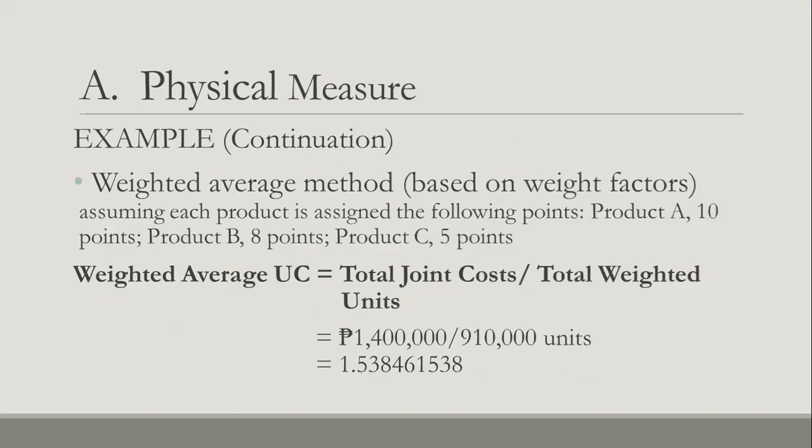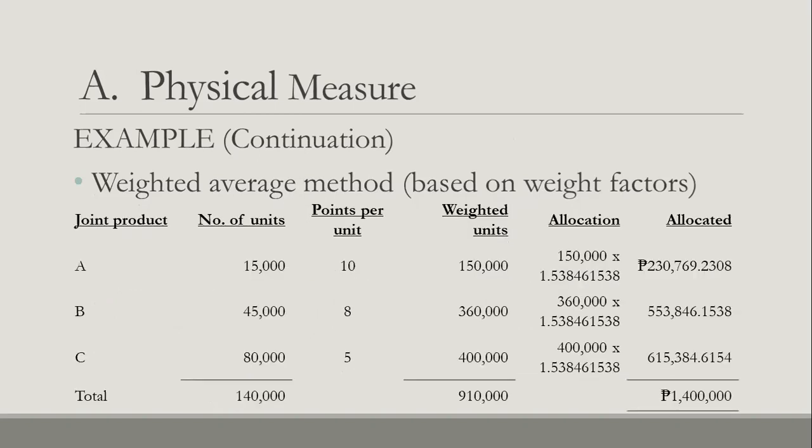So here, it says that for product A, the weight assigned is 10 points, for product B, 8 points, and for product C, 5 points. So what you have to do with the points is to multiply it according to their units produced. So we will know in here the weighted average unit cost is 1.53 pesos.